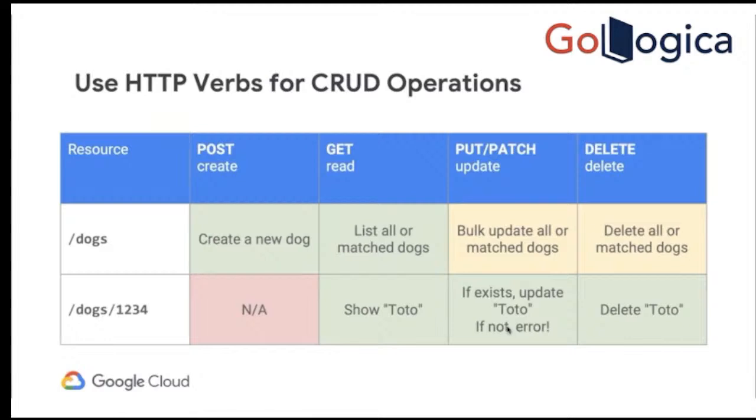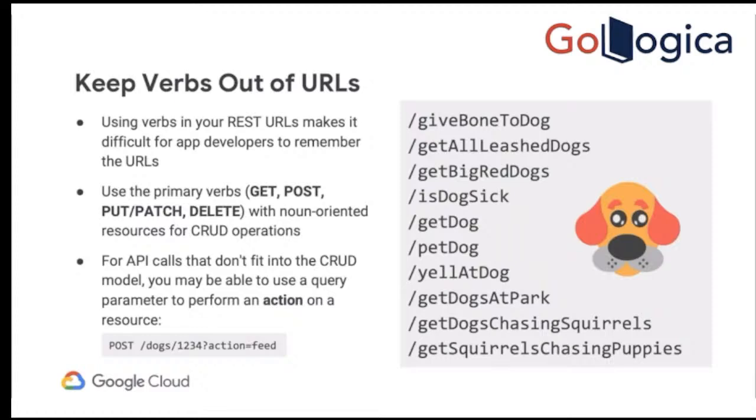If that ID is still valid, they will do an update, or else they will throw an error. And delete will do a delete. So delete will just do a deletion based on that identifier. So that's how we define the dogs. This is using HTTP verbs, and the verb should not be part of the URL.